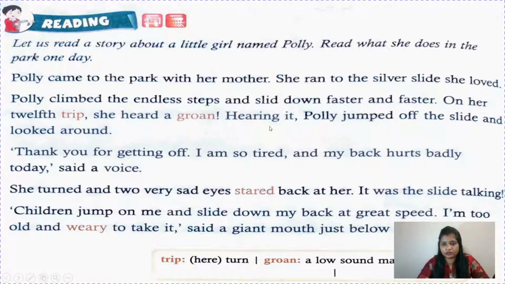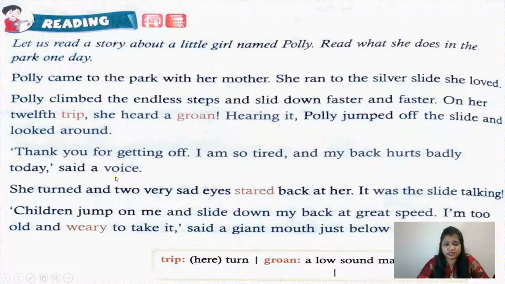So hearing it, Polly jumped off the slide. Jumped off means, children, O double F off. It shows the separation. Okay, for example, leaves fell off the tree. So means there is a separation between tree and leaves. So it falls down. So in the same way, Polly jumped off the slide means she went from there and she jumped from the slide and looked around. She was just looking here and there. What happened? Who's groaning? Who is in pain? She just looked here and there.